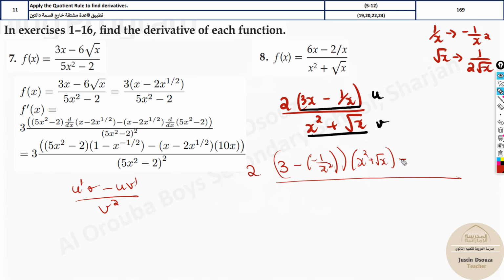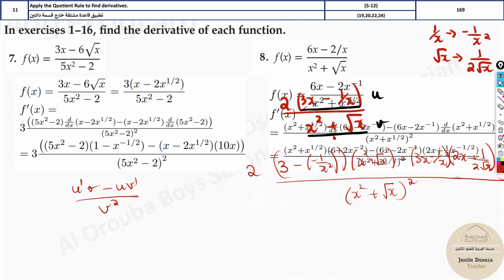Now what next? Minus u term as it is, that is 3x minus 1 by x, and derive this term. It will be 2x, and what is root x? It is plus 1 by 2 root x. Okay, and now square this denominator. It is x squared plus root x the whole square. That's it. I think you can stop over here. I don't think it's simplified. Let's just check. They have stopped over here. Yes, they have.